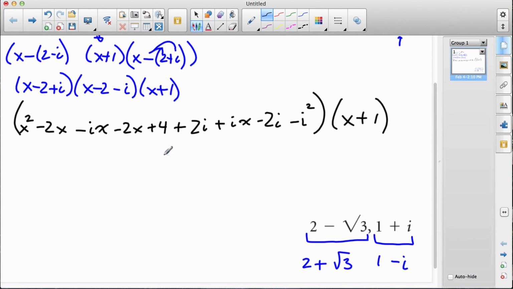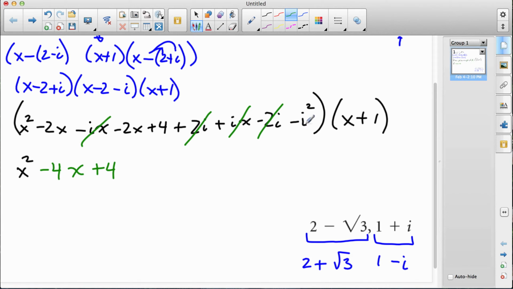Now let's take a look here. I've got an x squared. And now x's. There's 1. Here's 1. Oh, there's 1 too. Oh, but those two cancel. This one here, a minus ix and a plus ix, gone. Oh, a 2i and a minus 2i, gone. Anything else? I'm stuck with everything else. So the minus 2x and another minus 2x is a minus 4x. Then I have a plus 4.